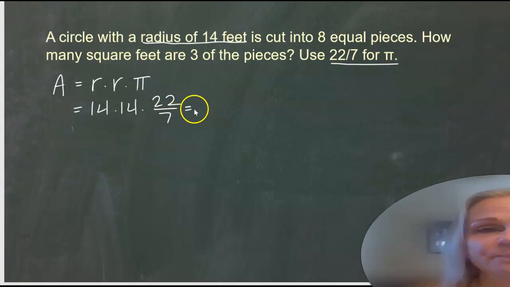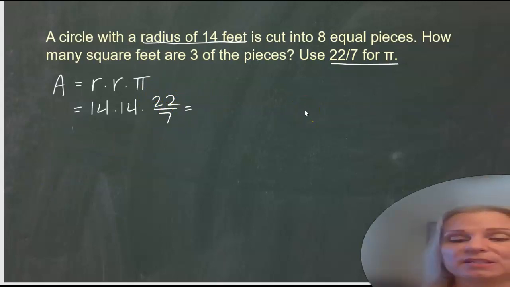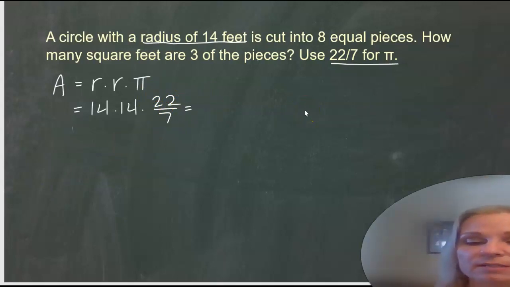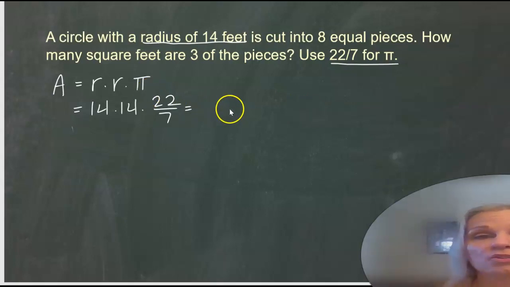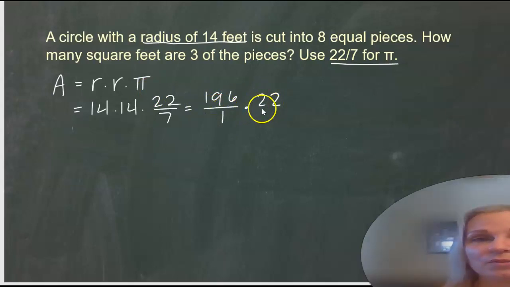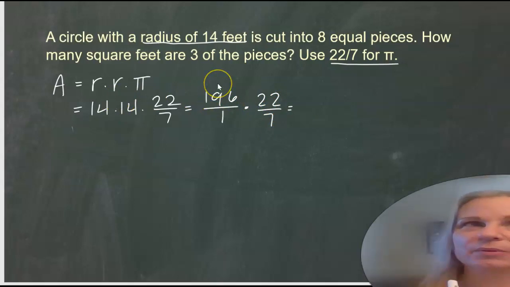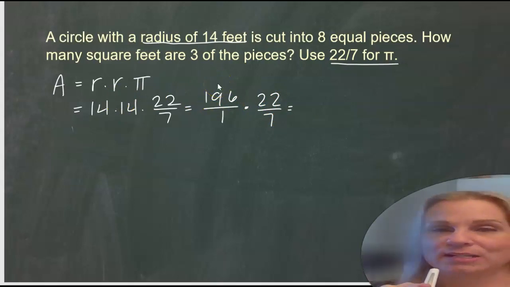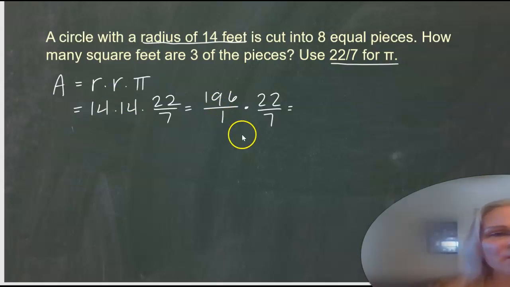Okay, so let's see, 14 times 14, is that 196? Yes. So we're going to have 196 over 1 times 22 over 7. And I know that because I multiplied 14 times 14 to get 196, I know that 7 goes into that number. So I'm going to do some canceling.